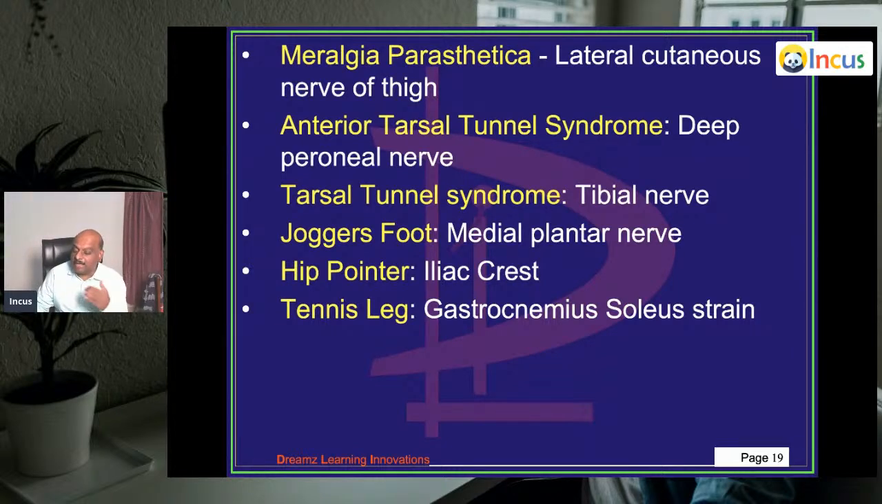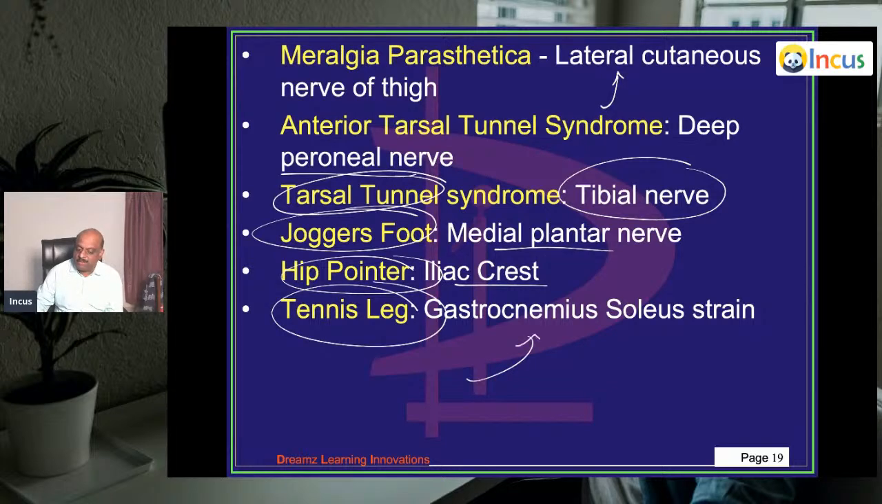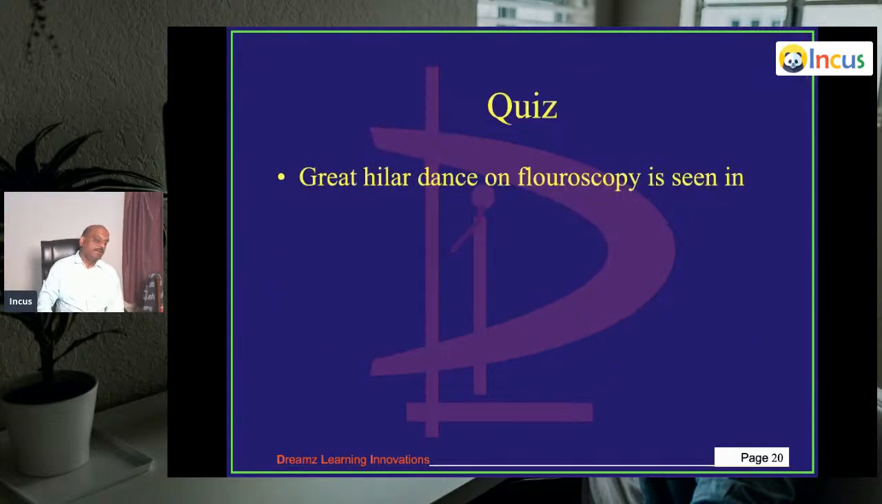Meralgia paresthetica, it is the lateral cutaneous nerve of the thigh. Anterior tarsal tunnel syndrome, deep peroneal nerve. Tarsal tunnel syndrome, tibial nerve. Jogger's foot, medial plantar nerve. Hip pointer, iliac crest. Tennis leg, gastrocnemius and soleus strain is what you need to remember.